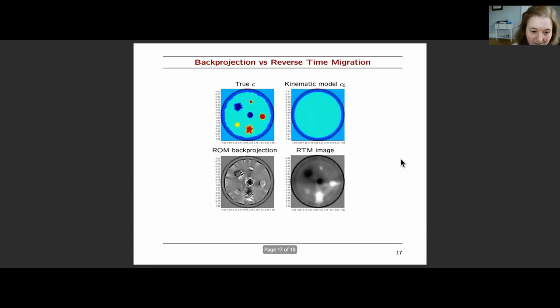And finally, since you like medical imaging in this crowd, I have a simulation which shows a reconstruction of a few phantoms. In this case we are actually measuring all around, but our ROM approach doesn't work with all-around data. So what we do is split it in pieces and construct the ROM, then find images for each such ROM and add them up. This is the back projection method that we get, and this is the reverse time migration.